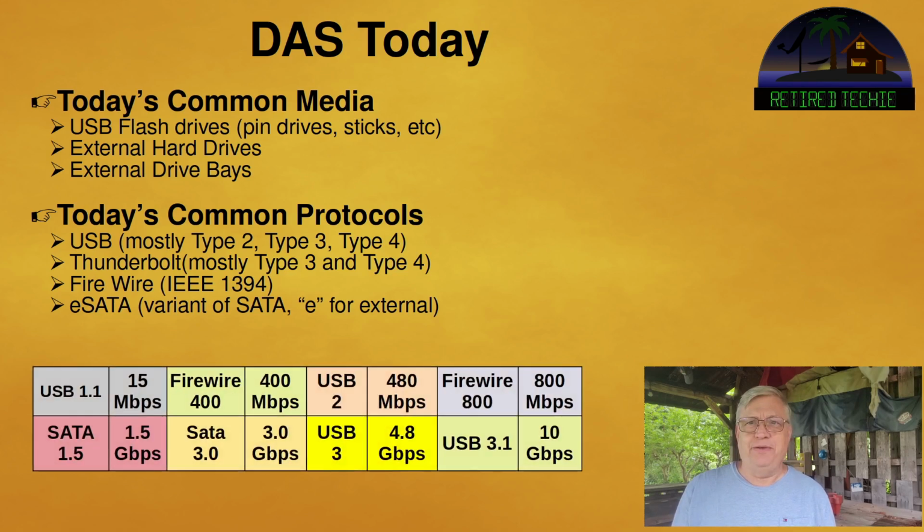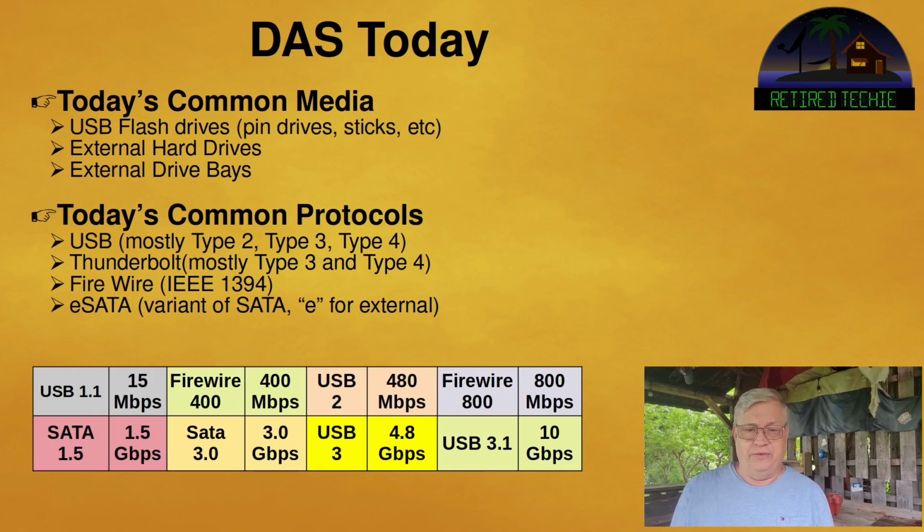So basically in the USB 1 days, our transfer rate was 15 megabits per second. And again, this is a theoretical maximum transfer rate. eSATA was popular then because you get 1.5 gigabits per second, and FireWire could get you 400 megabits per second. That was FireWire 400, the first or second version. It was one of the versions.